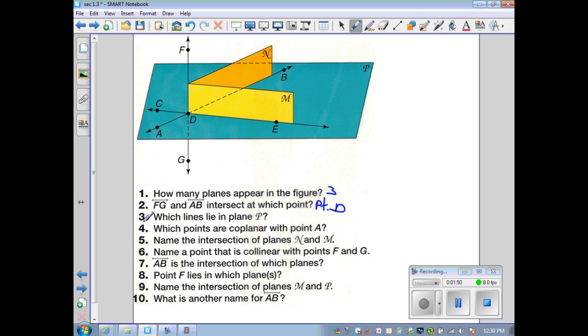Number 3, which lines lie in plane P? Remember, plane P would be like a sheet of paper lying on your desk. The lines that are in plane P are lines AB and line CD.